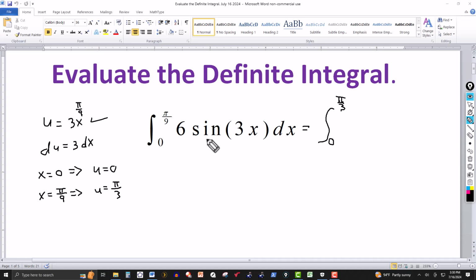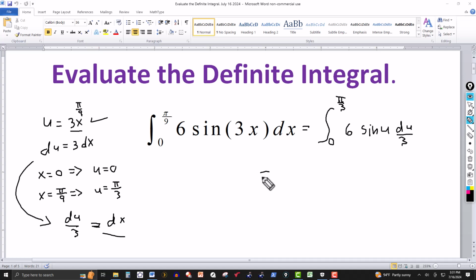Then here sine, and then the 3x, remember that's your u, and the dx, dividing both sides by 3, this is going to be du over 3, and on the right side the 3 will cancel, this will be dx. So still have the 6 here, and then this will be sine of 3x, but the 3x, that's the u, and then the dx right here is replaced by du over 3.